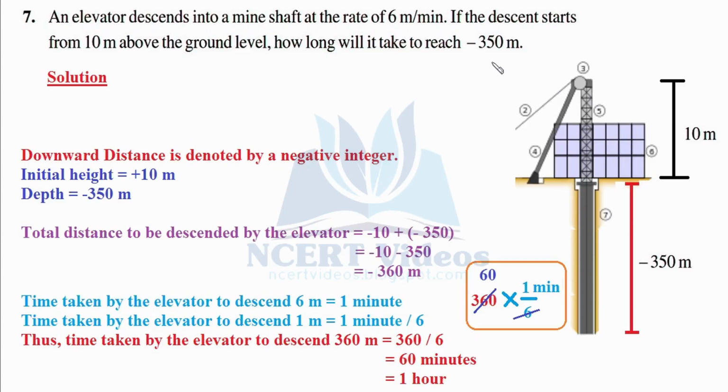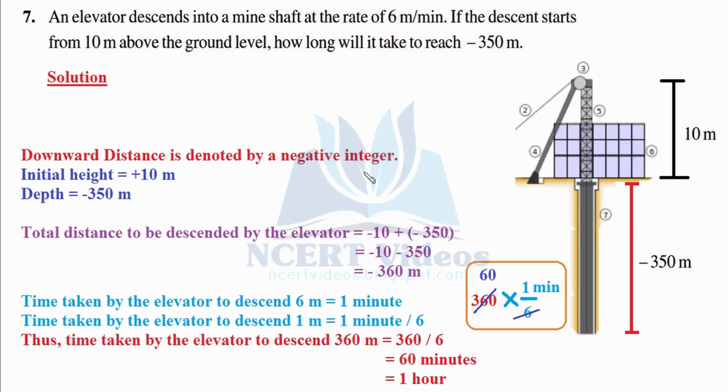So what the question says is, if the descent starts from 10 meters, suppose the crane or the elevator is here 10 meters above. It is not here. It is here 10 meters above. And it has to reach minus 350 meters below the ground. So this is the ground. Below 350, that means it has to reach here. So downward distance is denoted by a negative integer.